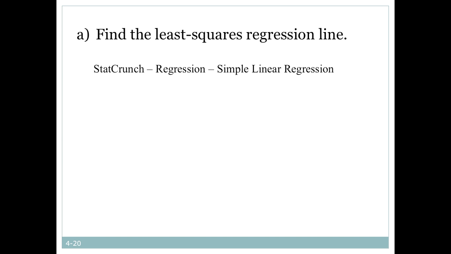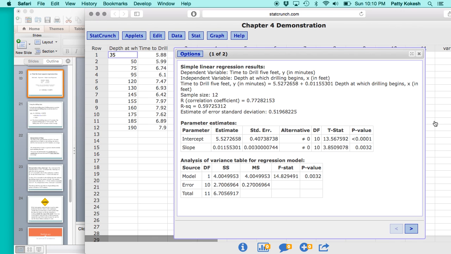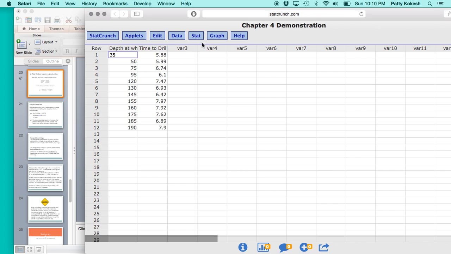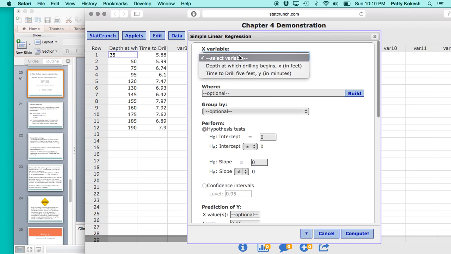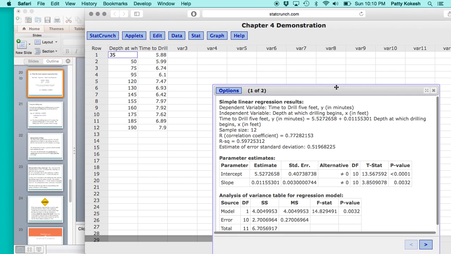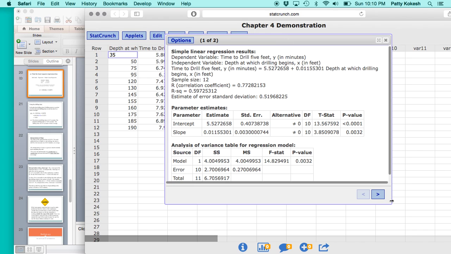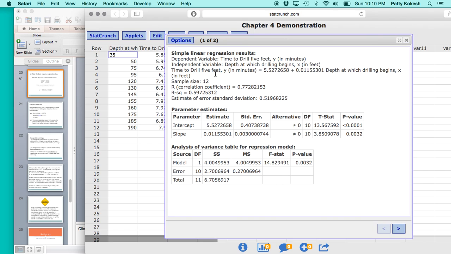In StatCrunch, we're going to go to Regression, Simple Linear, and we're going to get these values out. We actually already did this, but let me close out of this to show you again. If you go into Stat, Regression, Simple Linear, I'm going to select X as my depth and Y as my time to drill and hit compute. This is the same way that we got our linear correlation coefficient, the 0.773 value, that was this right here.